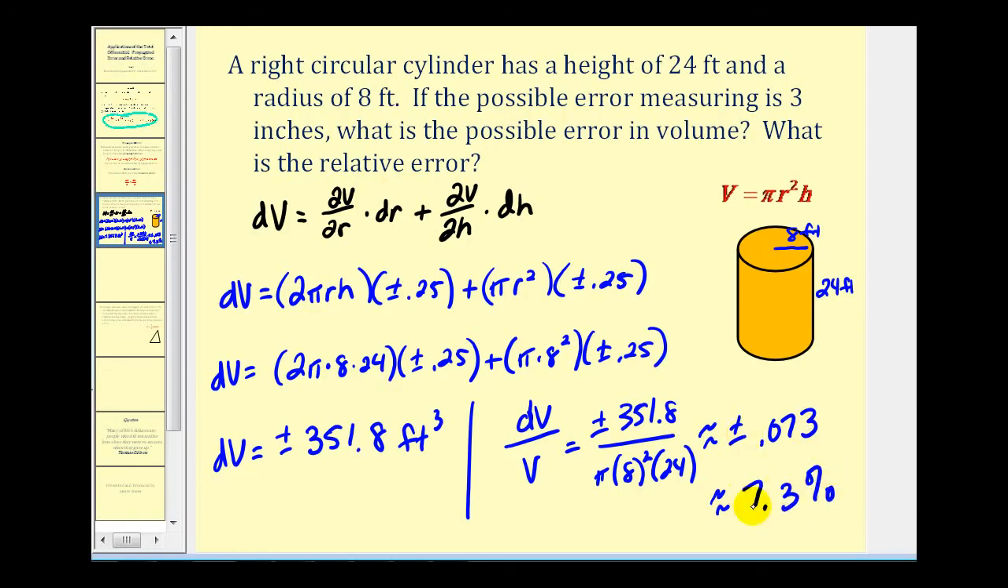So if this is not an acceptable level of error, what that means is we're going to have to determine a better way of measuring both the radius and the height of this cylinder. Of course, you can see how this would have implications if you were manufacturing these types of cylinders. Let's go and take a look at one more example of this.